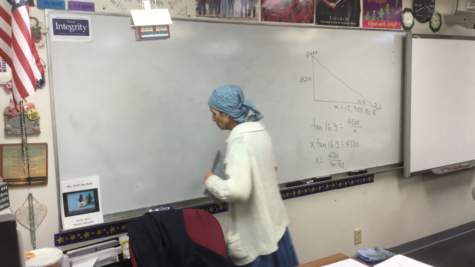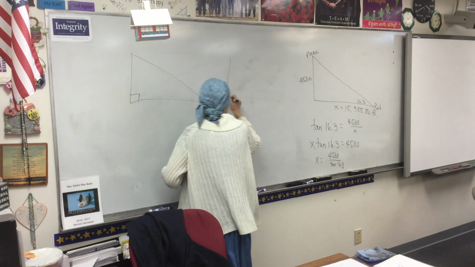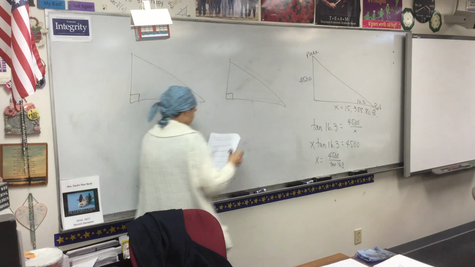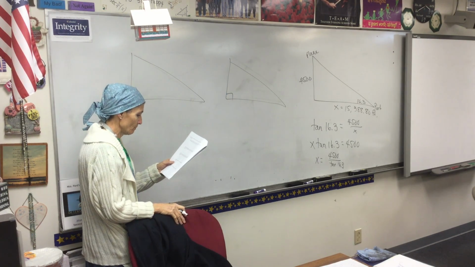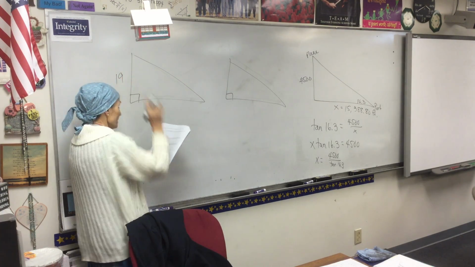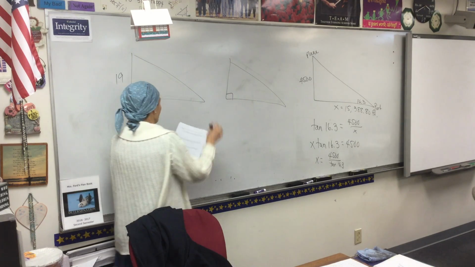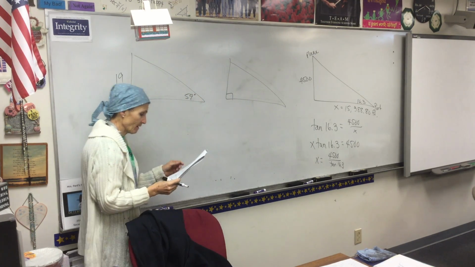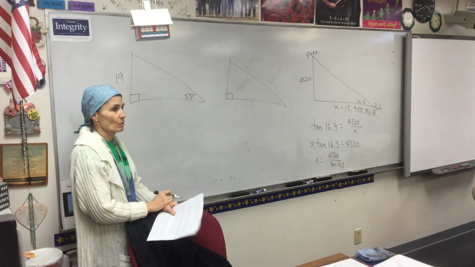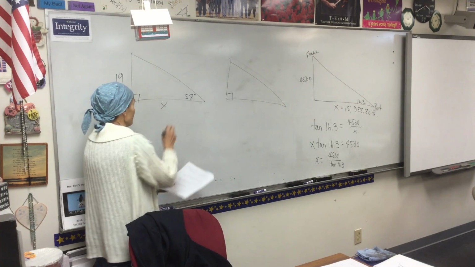All right, here we go, two more. Okay, D: find the length of a shadow if a 19-foot tall flagpole has an angle of elevation of 59 degrees. Wait, find the length of the shadow. So where is the x going to go? Right here, yep.